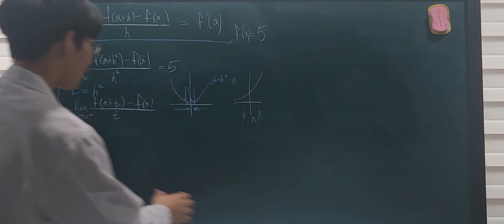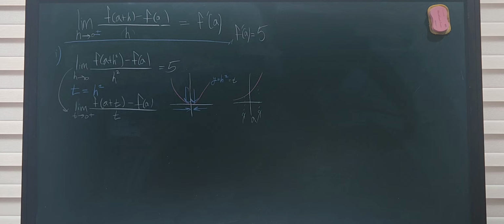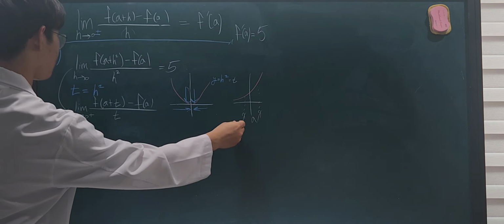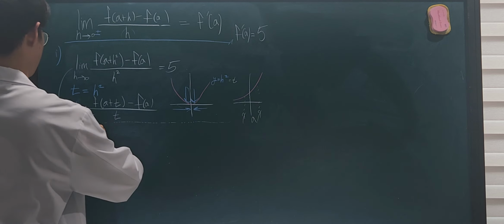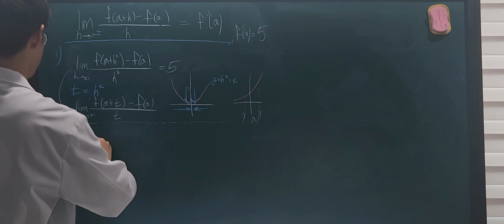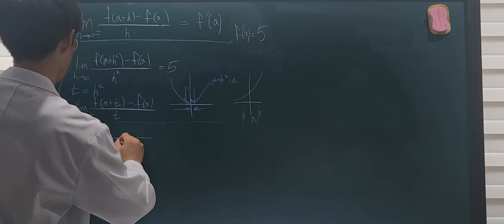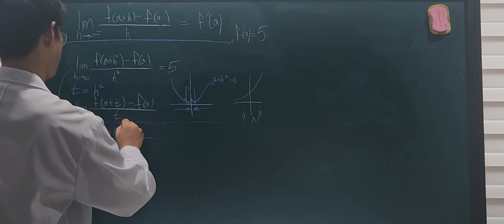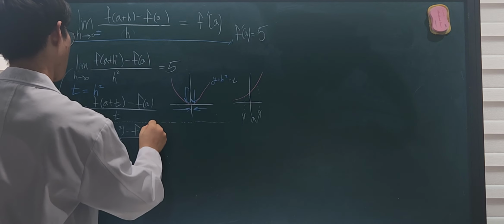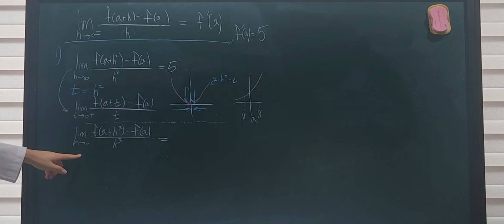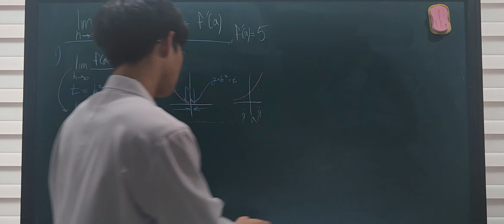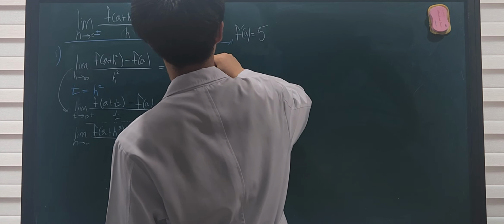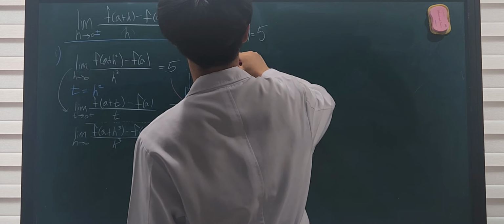However, let's generalize this a little bit. Let's say that I want to calculate the limit in a similar format. However, now it is not h squared, but it is now h cubed. What will this result in? What will this result in? So I'll just emphasize one more time that this cannot be f prime a.